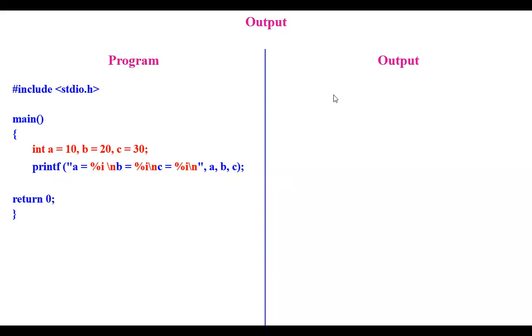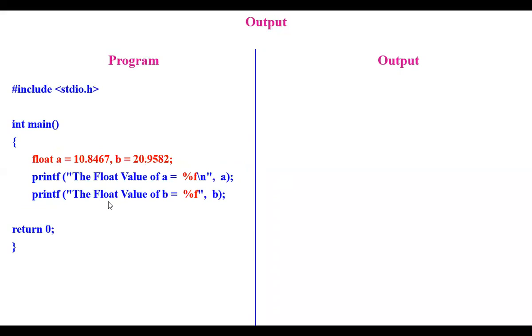If you observe the output, you get a beautiful output like this. A value clearly in one line, B in another line, C in another line. So this is the way of displaying the output in a good way, in an aesthetic sense, right?